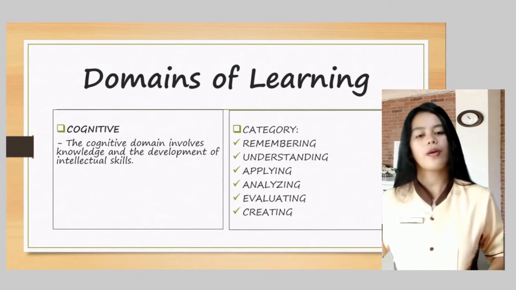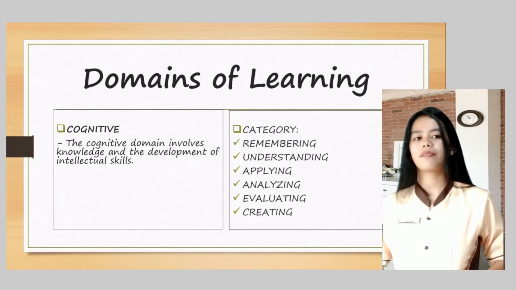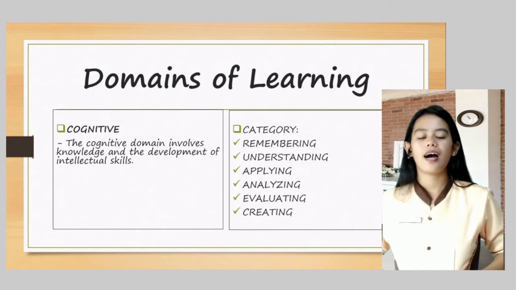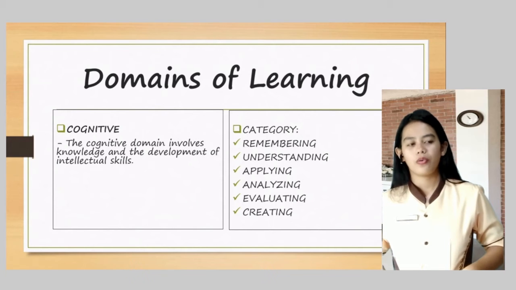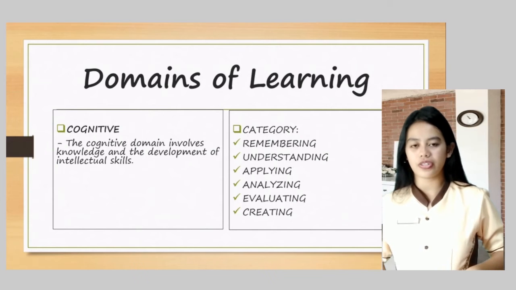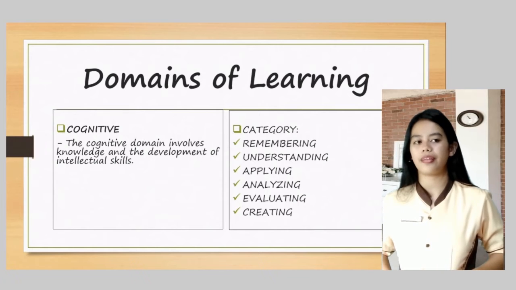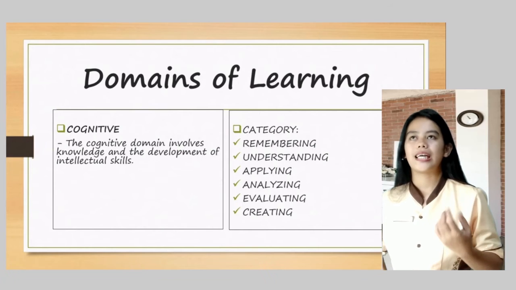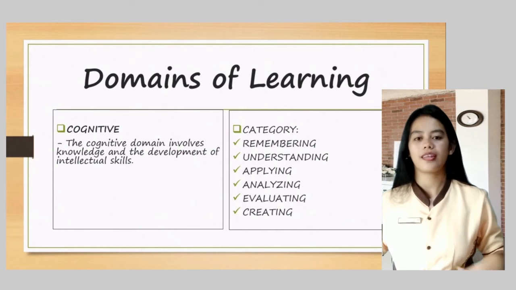Next, we have applying. Applying uses a concept in a new situation or unprompted use of an abstraction. In this case, the keywords used here are applies, changes, computes, constructs, demonstrates, and others. For example, apply laws of statistics to evaluate the reliability of written tests. These are examples of how you should apply things in a certain situation.